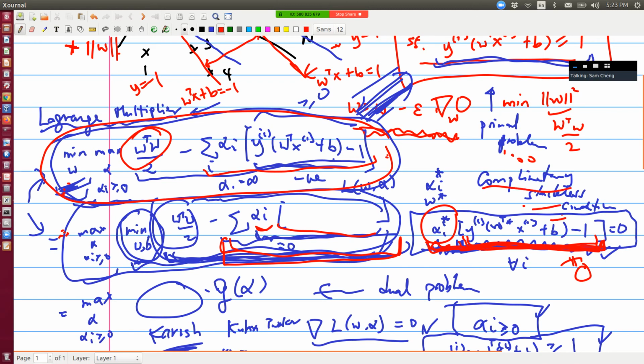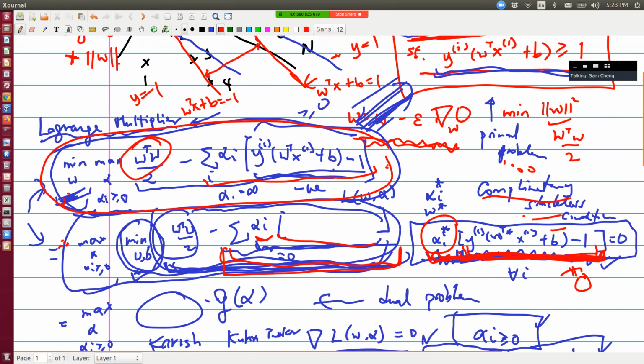So what I just said is that it's not that this has to be equal to 1, but that if this is not equal to 1, this will be equal to 0, right? Because this is satisfied, right? Then for those, alpha will just be equal to 0. We don't need to care about that.